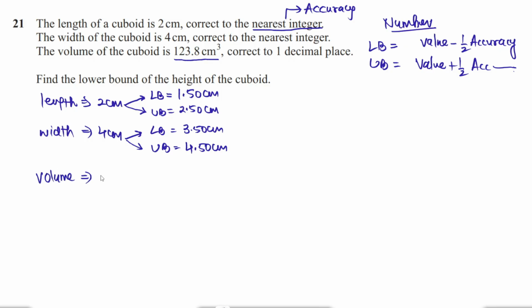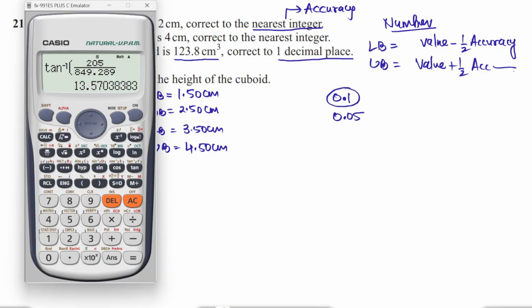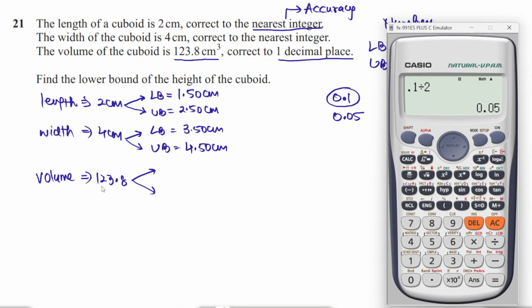So volume is given as 123.8 centimeter cube, and we have to look carefully now. It had been corrected to 1 decimal place. So 1 decimal place means 0.1. And what is the half of 0.1? 0.05. You can use a calculator to do it half. Let us assume that 1 decimal place, that is 0.1 divided by 2. So what do we get here? 0.05.